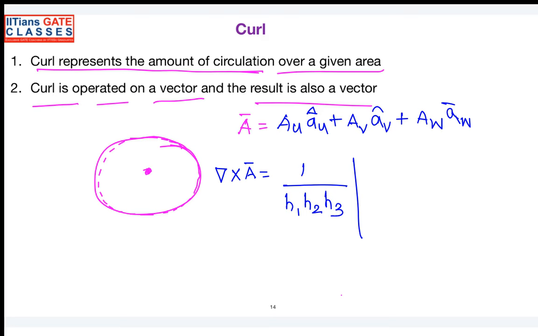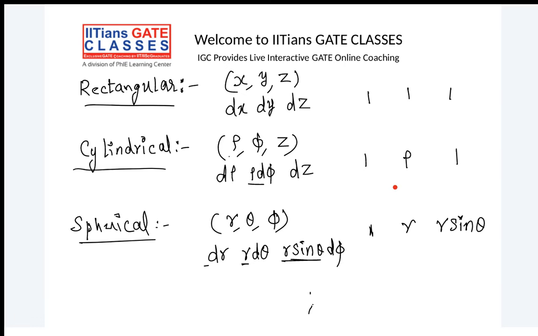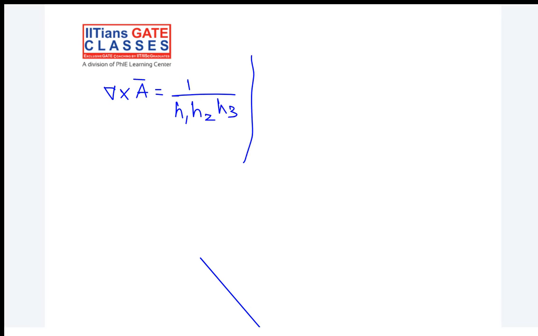So I will explain the curl here in this slide. Basically the curl of any vector is given like this: 1 by H1, H2, H3. The first row will be the unit vectors: H1 AU cap, H2 AV, and H3 AW. The second row will be the differential operators: dou by dou U, dou by dou V, and dou by dou W. And the third row is the coefficients. The coefficients will be AU, AV, and AW with the multiples.